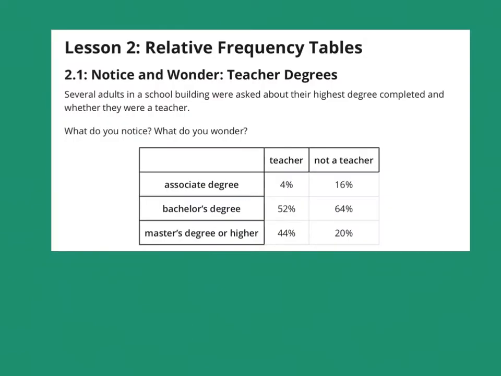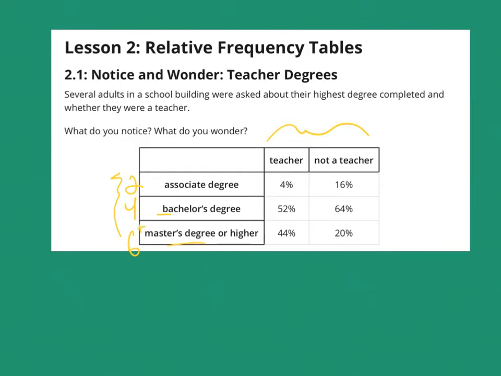We have two categories here: whether or not somebody is a teacher, and the degrees associated with that. Just for a side note, an associate's degree is usually 2 years of college. A bachelor's degree is 4 years of college. And a master's degree or higher would be a bachelor's degree plus some, so probably 6 plus years of college.